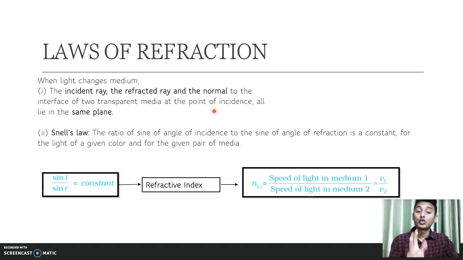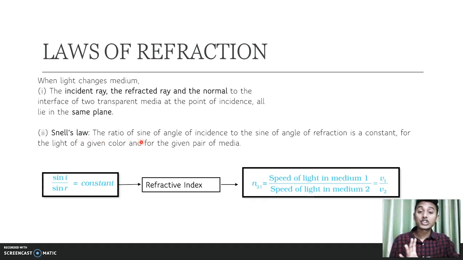It is governed by two main laws. The incident ray, refracted ray and normal, those three rays which we studied in reflection are the same over here. They all lie on the same plane. This law is common in both reflection and refraction. And the second is Snell's law.